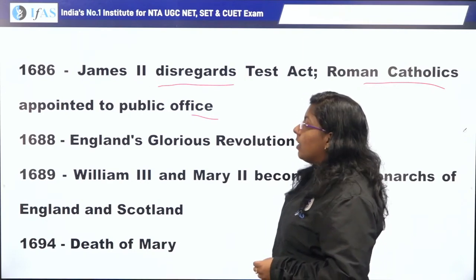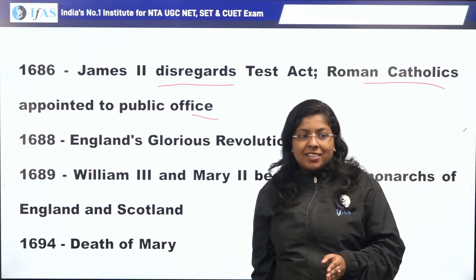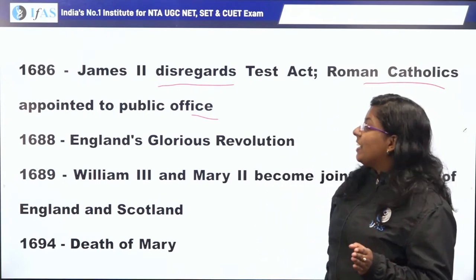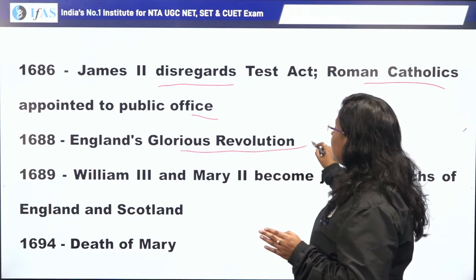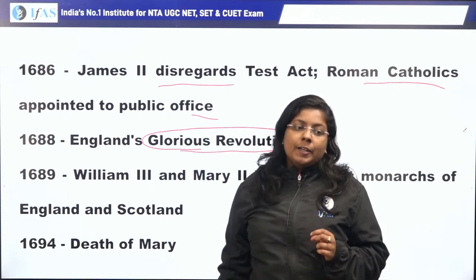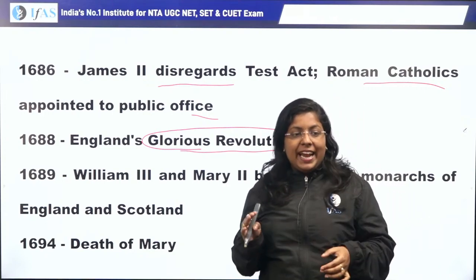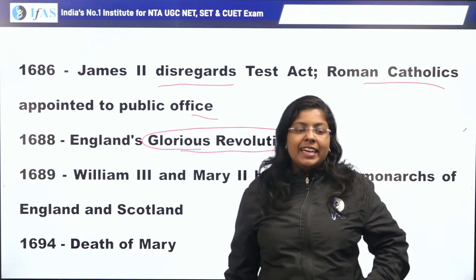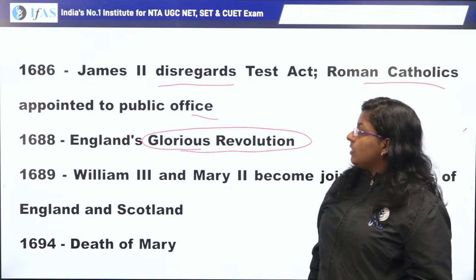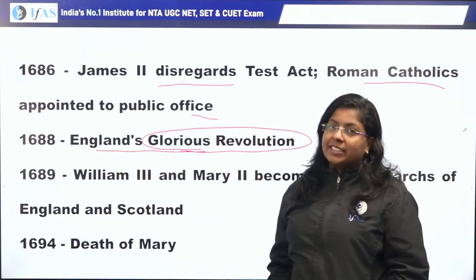Then the next significant year is 1688. That is England's Glorious Revolution, right? Yet another important point. So when was the Glorious Revolution? What is the period of the Glorious Revolution? In 1688. So that is all about the Glorious Revolution year, 1688. Very important year.